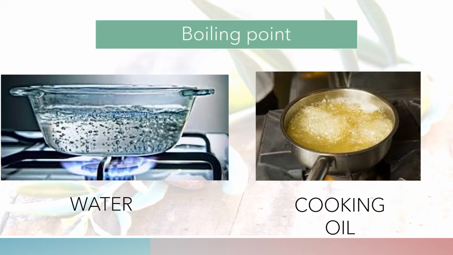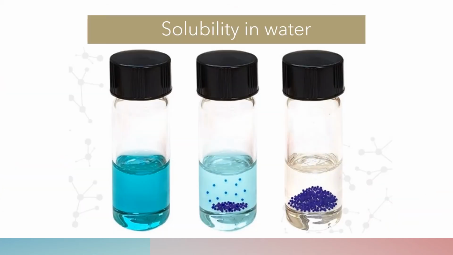We can also classify substances based on their boiling point. The boiling point of water is 100 degrees Celsius. And here we have cooking oil. The boiling point of cooking oil is 300 degrees Celsius. So both melting and boiling point can be used to classify substance or matter.